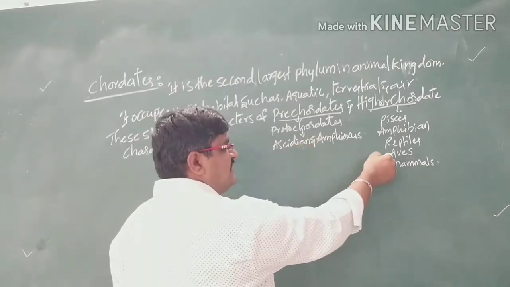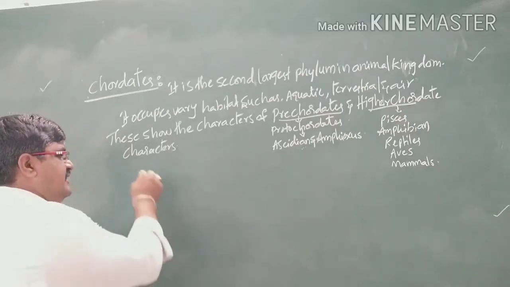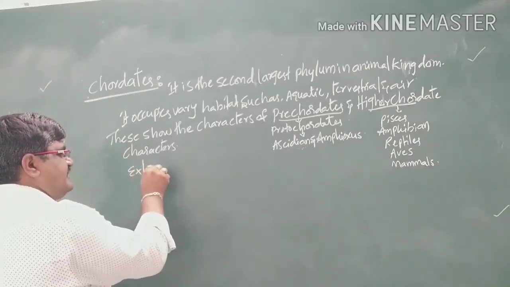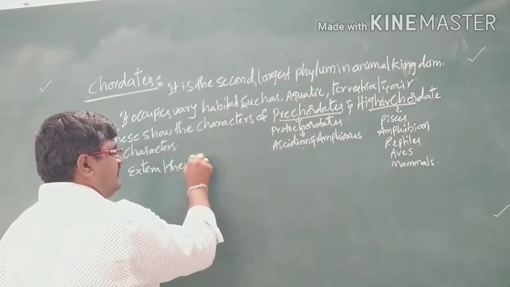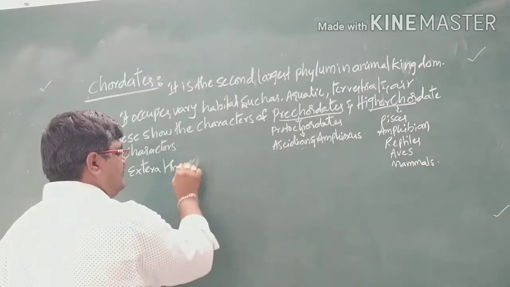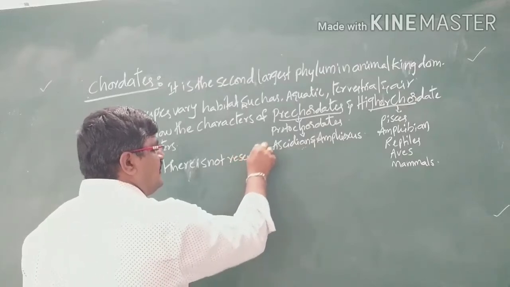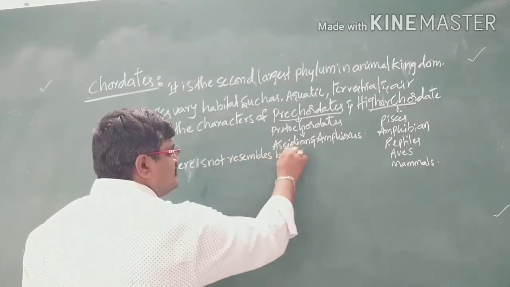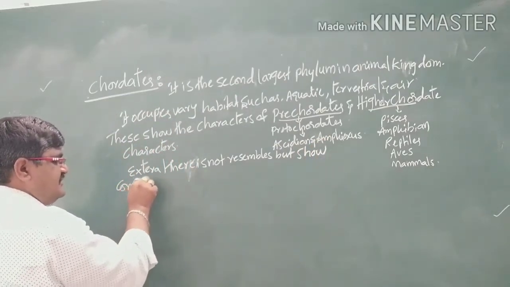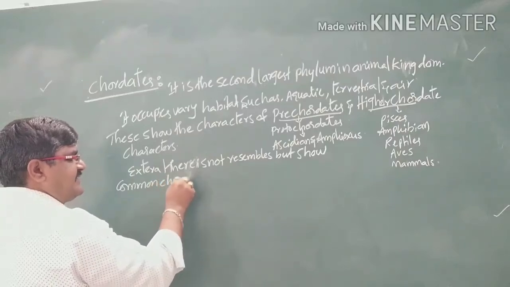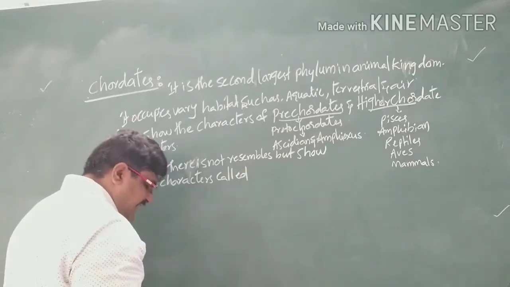Here these are the higher chordate characters, which show the primitive proto-chordate characters as well as higher chordate characters. But externally there is no resemblance. They show some common characters, called diagnostic characters.